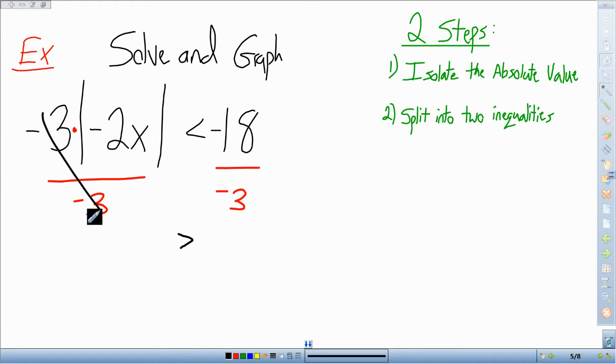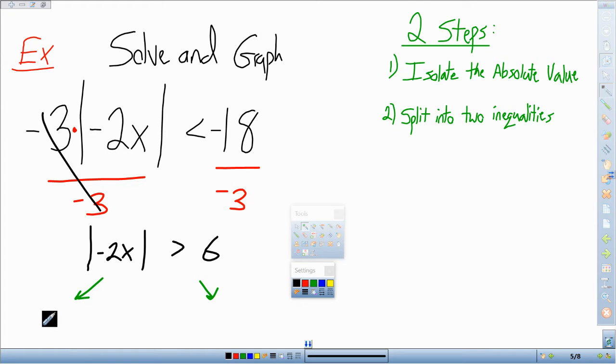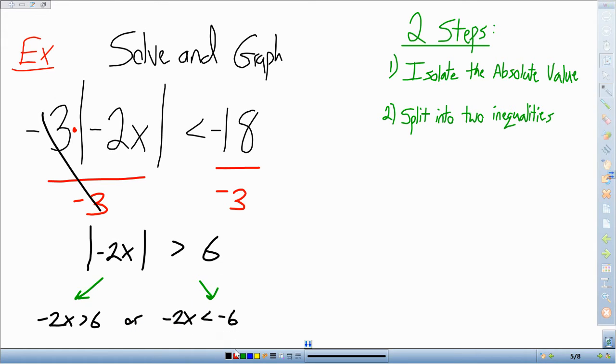Okay, so these are gone. I have my absolute value of negative 2x. Don't forget the absolute value bars are not gone until we split into the two problems. Over here it looks like we're getting a positive 6. Now we can go ahead and split it into the two inequalities. It looks like I'm going to get negative 2x is greater than positive 6, or negative 2x is less than negative 6.